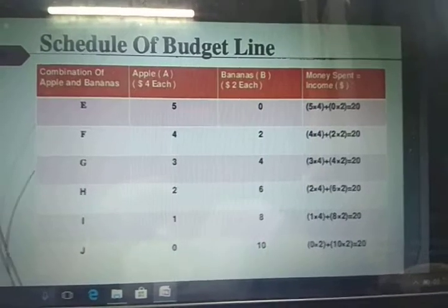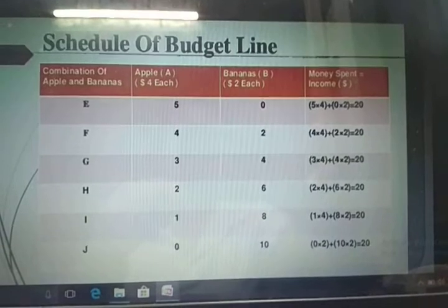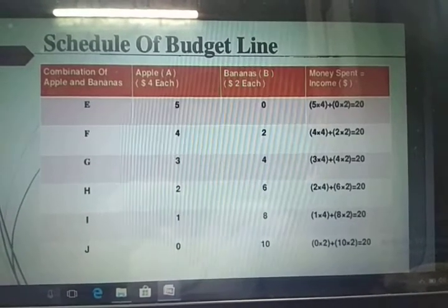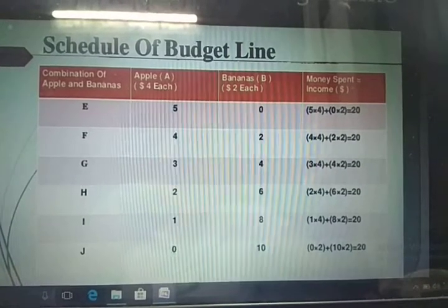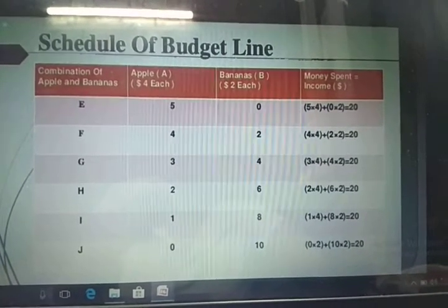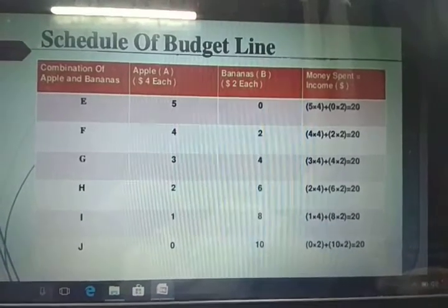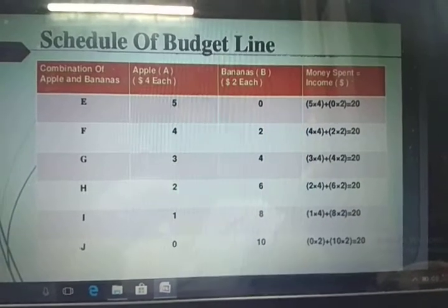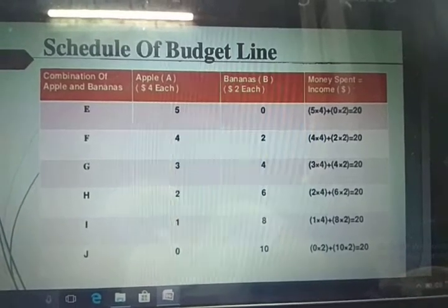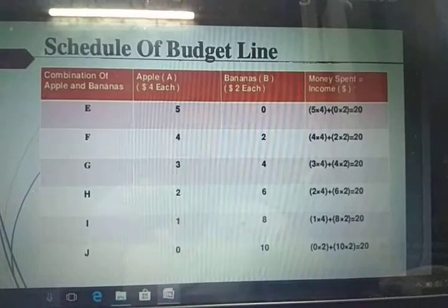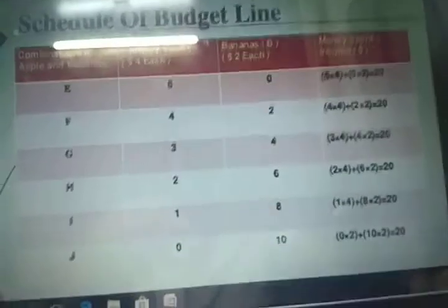For example, we have taken different combinations of apples and bananas in the schedule, that is E, F, G, H, I and J. Apple is priced at rupees 4 and banana is priced at rupees 2. So what do we see? When the consumer is consuming 5 units of apple, he is consuming 0 units of banana, because he has 20 rupees in his pocket and 5 fours comes to 20. That means the entire 20 rupees he is spending on consumption of apple.